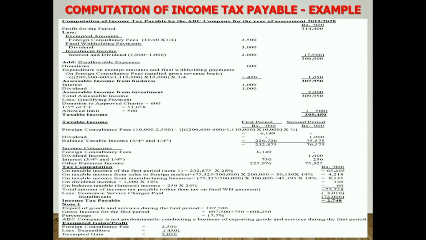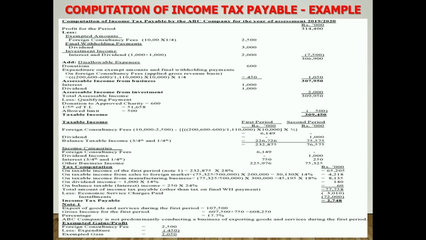So altogether, 1,050,000 has been added as disallowable expenditure. Now I have arrived at an assessable income amount of rupees 307,950,000. From that we can deduct qualifying payments.